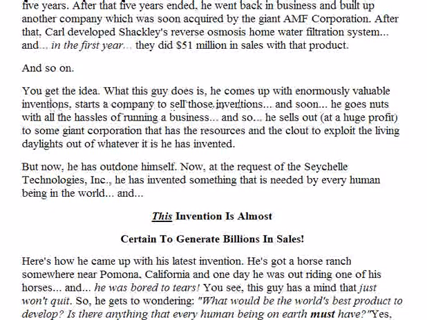Okay, now we say you get the idea. What this guy does is that he comes up with enormously valuable inventions, starts a company to sell these inventions, and soon he goes nuts with all the hassles of running a business, and so he sells out at a large profit to some giant corporation that has the resources and the clout to exploit the living daylights out of whatever he has invented. So here again, he's explaining in a way maybe why you have never heard of this person before, because this person is something of an inventor.